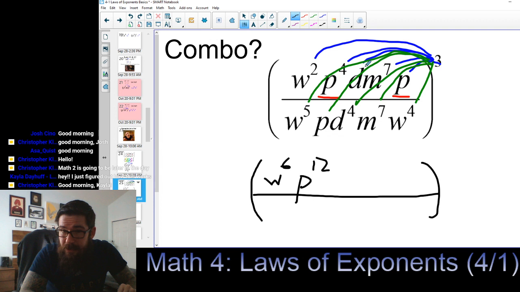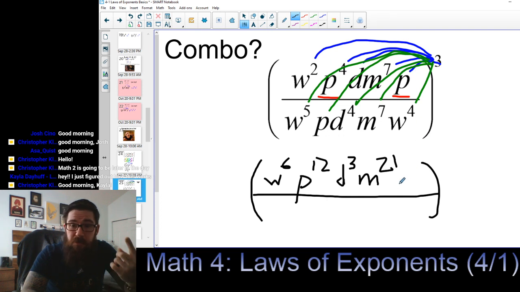D, D initially didn't have an exponent, right? It didn't have anything written, which means it's a 1, so that's just going to turn into d to the 3rd after I bring that top exponent down. I'm going to repeat the process to get an m to the 21st, and then a p. This doesn't have an exponent written, which means it's 1, so we multiply. There's p cubed.